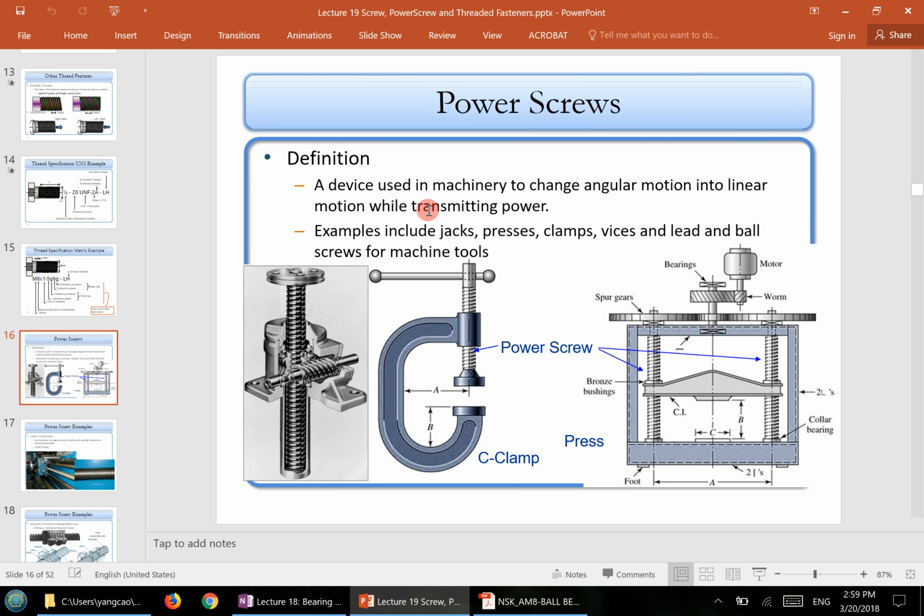Everybody has a jack in their car, right? So that's basically a power screw. You probably will have used a clamp. It's called a C clamp. So this portion is also a power screw right here.